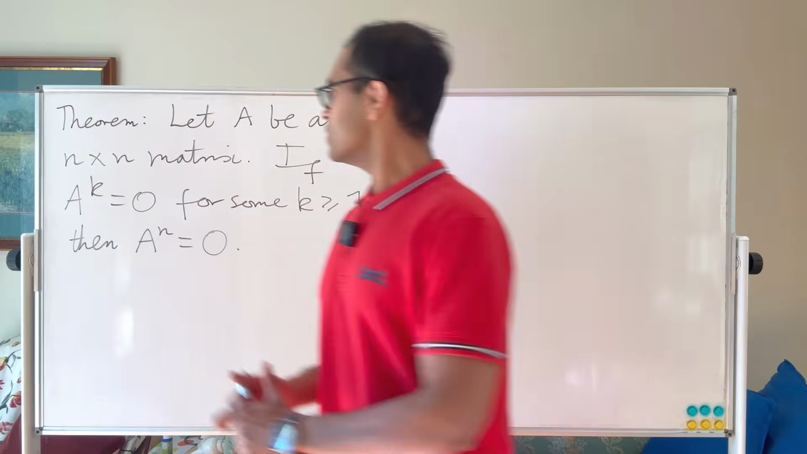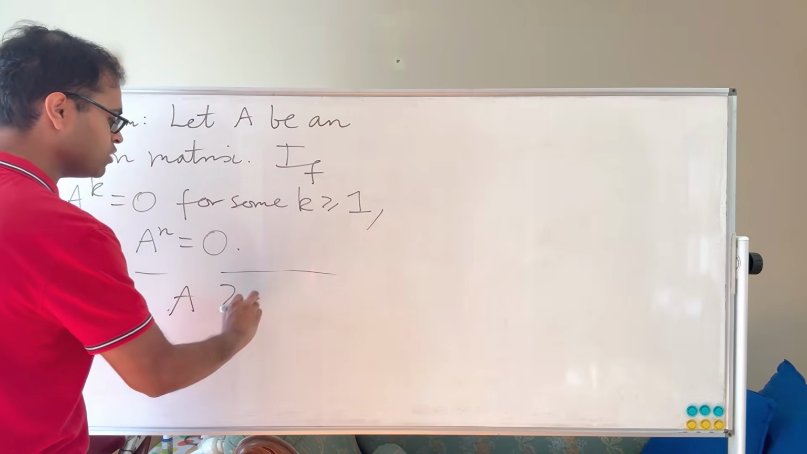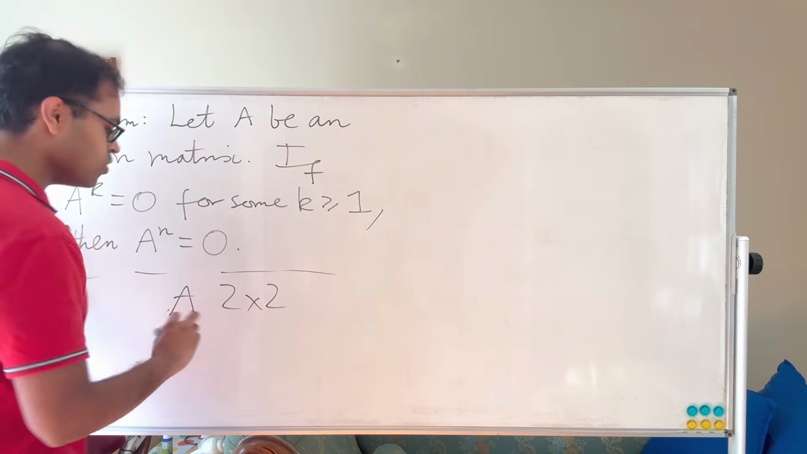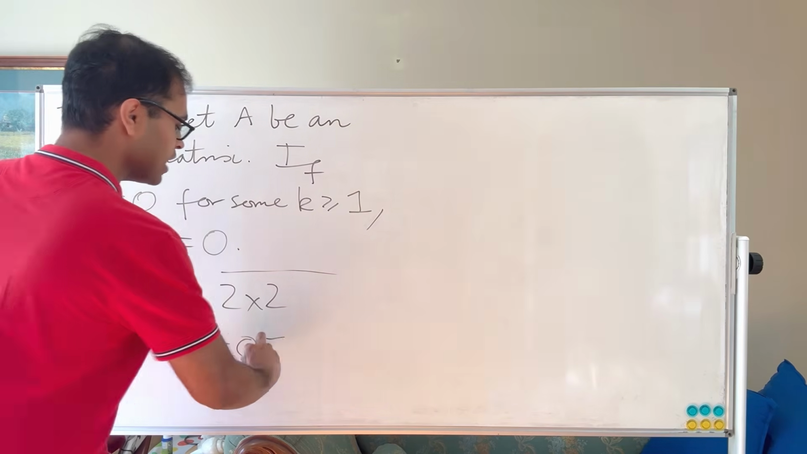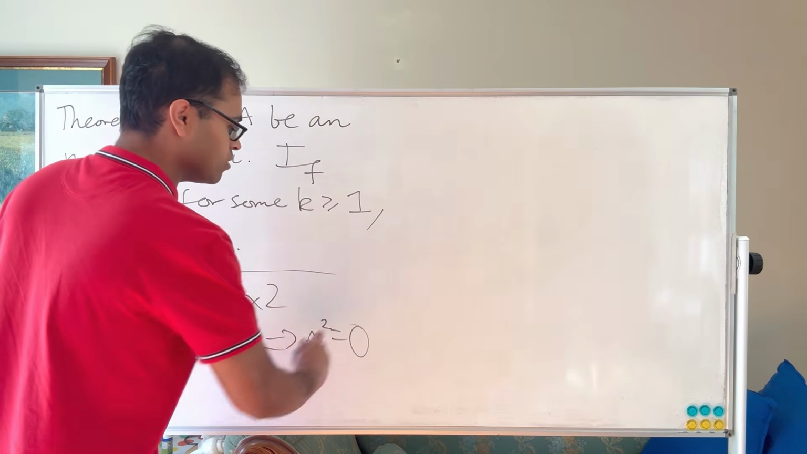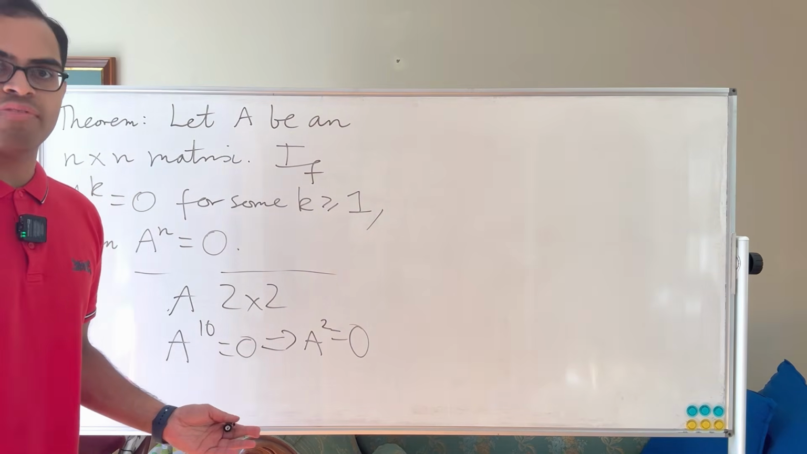As an example, if A is a 2 by 2 matrix, and you know, for example, that A to the 10 is equal to 0, actually that implies that A squared is equal to 0. So it's not possible for A squared to be non-zero, but a higher power of A to be 0.